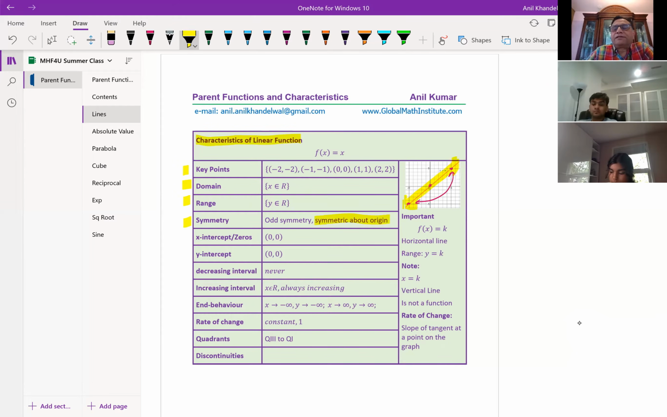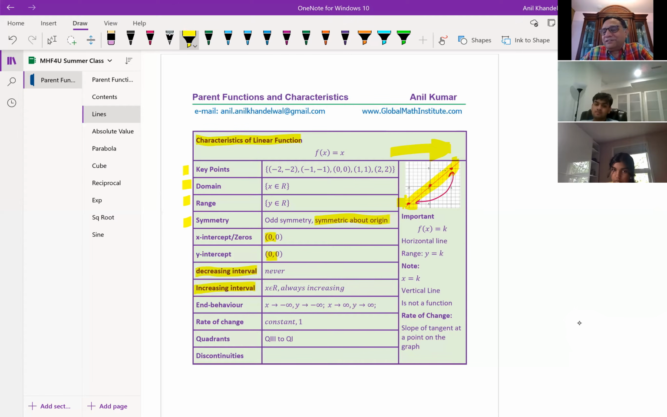Then x and y intercepts. It intercepts x-axis and y-axis at the origin, and therefore x and y intercepts are at (0, 0). Now these are kind of important characteristics: decreasing interval and increasing interval. Whenever you look at a graph, we have to see from left to right. Okay, so whenever you're looking at a graph, you have to always see from left to right. Now, if you see from left to right, what happens to the function's graph? It is always increasing, correct?